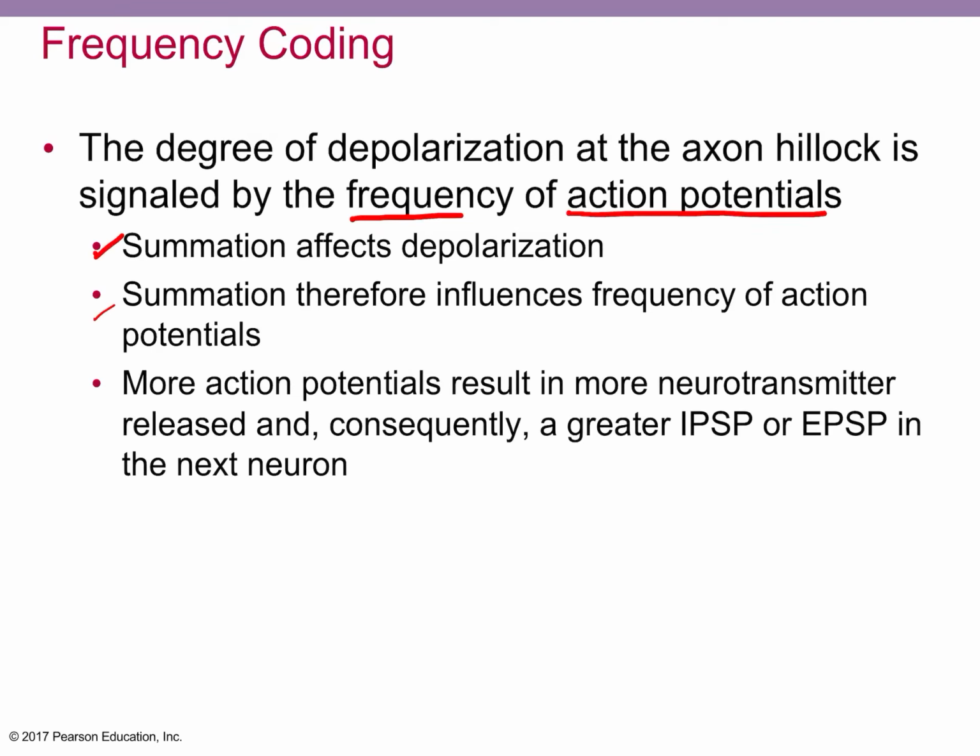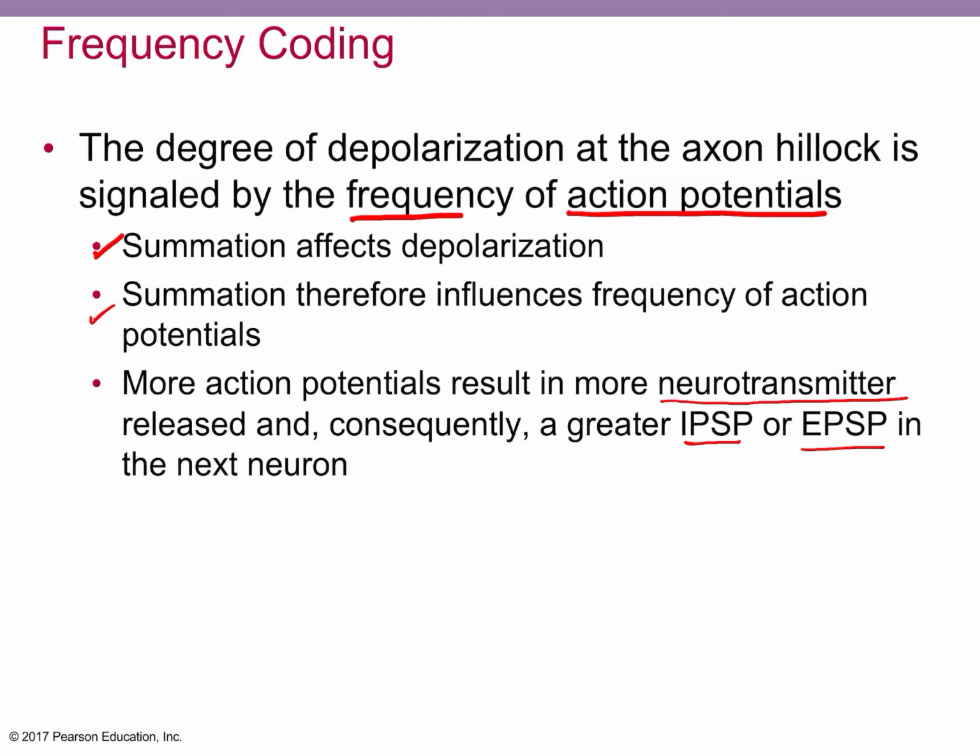Summation therefore influences the frequency of action potentials. So if you have more action potentials, they result in more neurotransmitter released, and consequently a greater inhibitory postsynaptic potential or excitatory postsynaptic potential in the next neuron. So basically what this is saying is the more frequent action potentials come, the more neurotransmitter is released into the cleft.